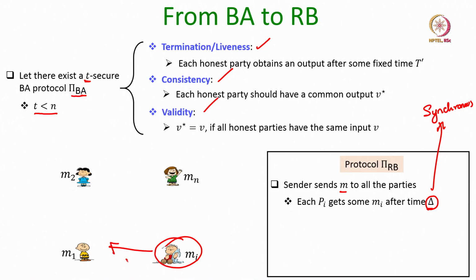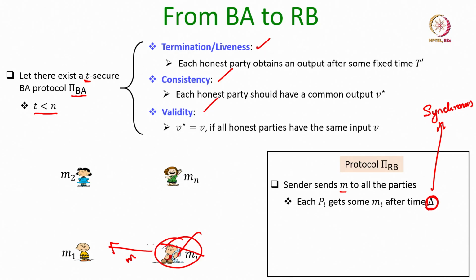So, it could be the case that the sender just sent M to one of its neighbors and then it simply gets crashed. So, the convention that we follow while designing or writing synchronous protocols is the following. If a party is expecting a message from a sender party, and within the delta time, the channel delay, that expected message does not turn out, then the receiving party substitutes it with some default value and proceeds to the next steps. It does not wait infinitely.